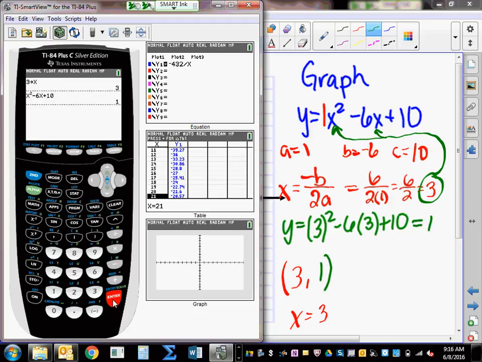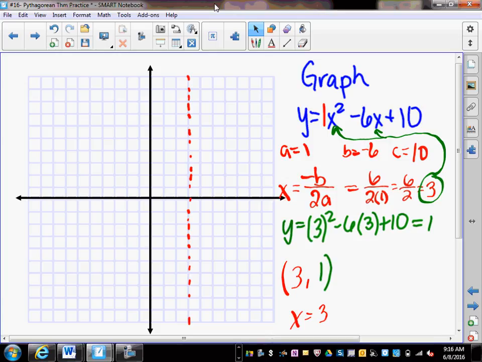All right, I have my vertex. 3, 1. Go ahead and plot 3, 1. Boom. Right there. Is this going to open up or down? Up. Good. Because it's a positive leading coefficient.